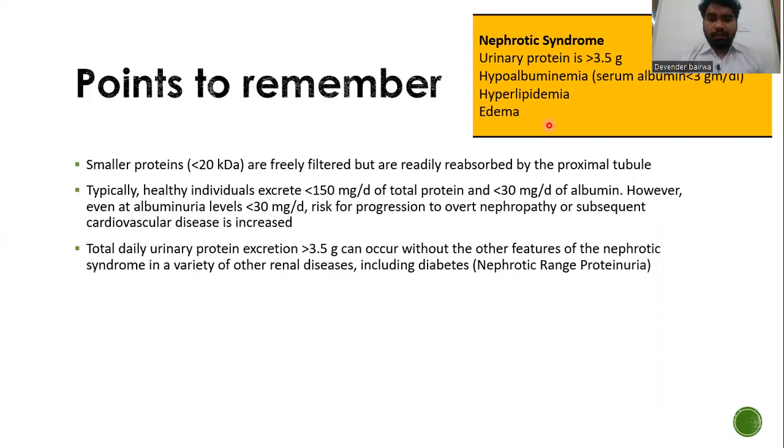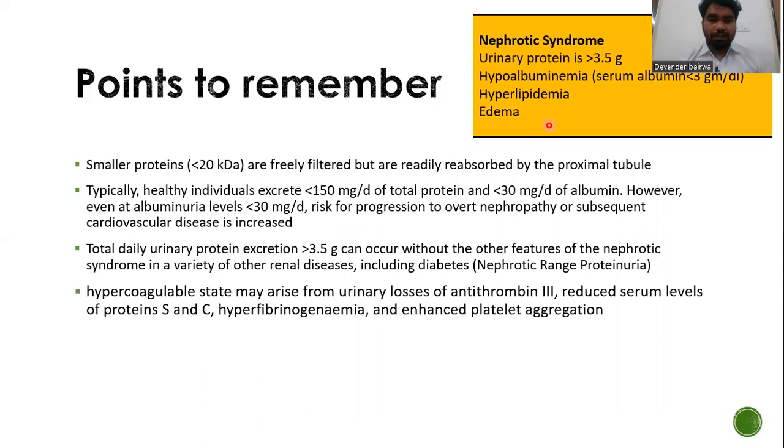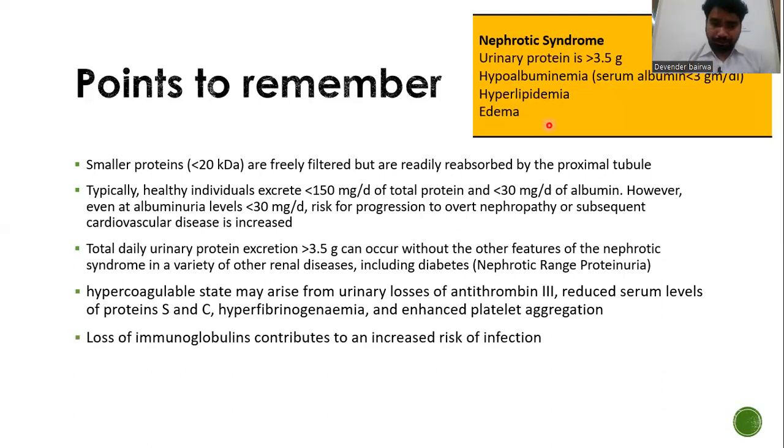Total daily urinary protein excretion more than 3.5 gram can occur without the other features of nephrotic syndrome. That is known as nephrotic range proteinuria, as we already discussed. Because of loss of so many proteins in the urine, like antithrombin III, protein C, protein S, or other proteins, all this can lead to a procoagulant, prothrombotic state, and that's why nephrotic syndrome patients with heavy proteinuria are at risk for deep vein thrombosis.